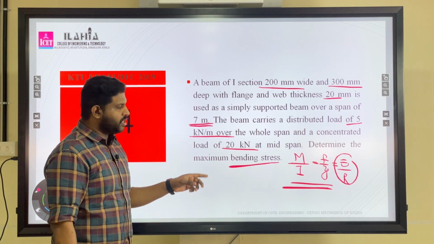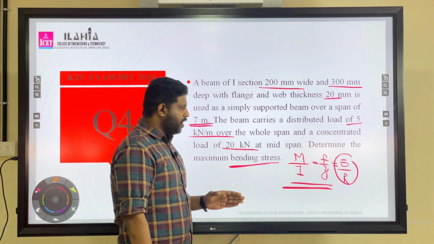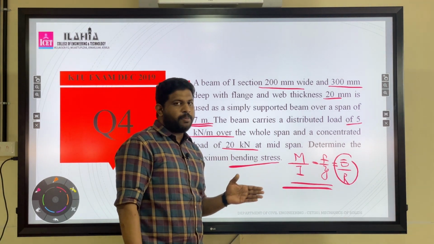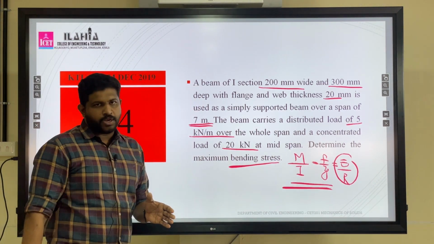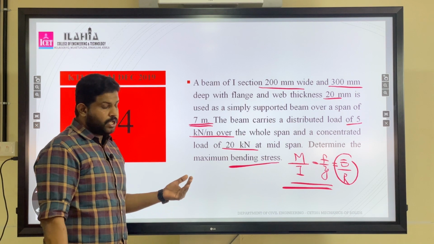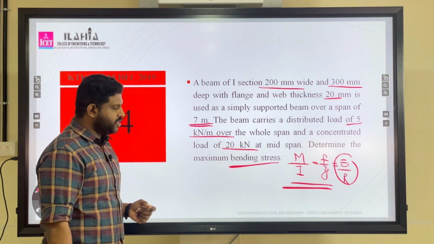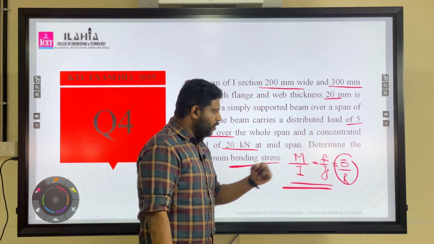For a rectangular section the moment of inertia is bd³/12, but for an I section, since it is a built up section, we have to calculate the moment of inertia using the parallel axis theorem. So that is a difference in this question, and Y also we have to calculate.